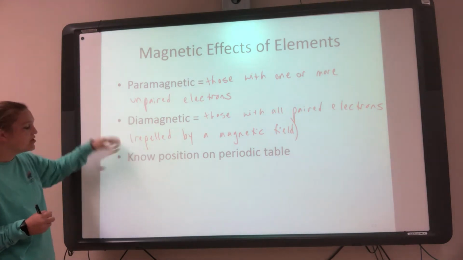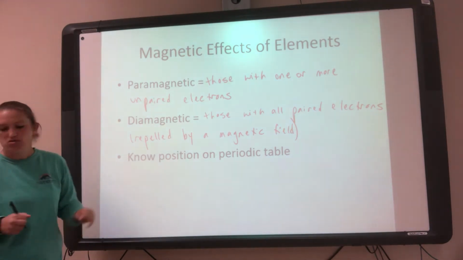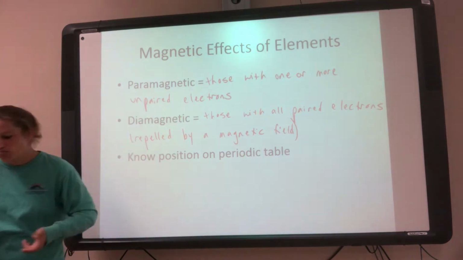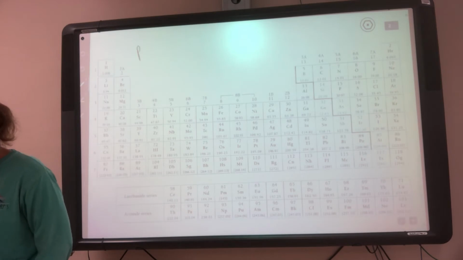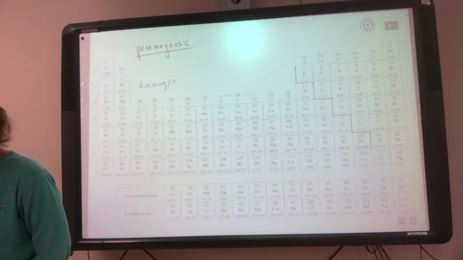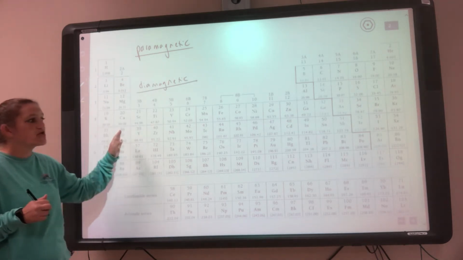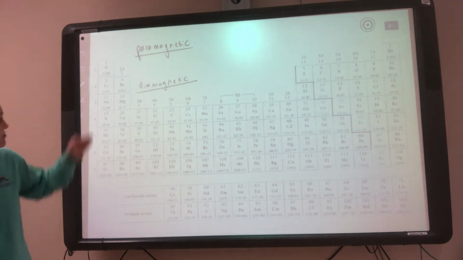Okay? So what we want to know is where they're at based on the periodic table. So I'm going to pull up a periodic table and we can look at the periodic table and just be able to predict which one's which. All right, so we want to be able to say who is paramagnetic and who is diamagnetic. So we want to talk about each column because remember we said that the columns have similar properties. So let's talk about column 1A.